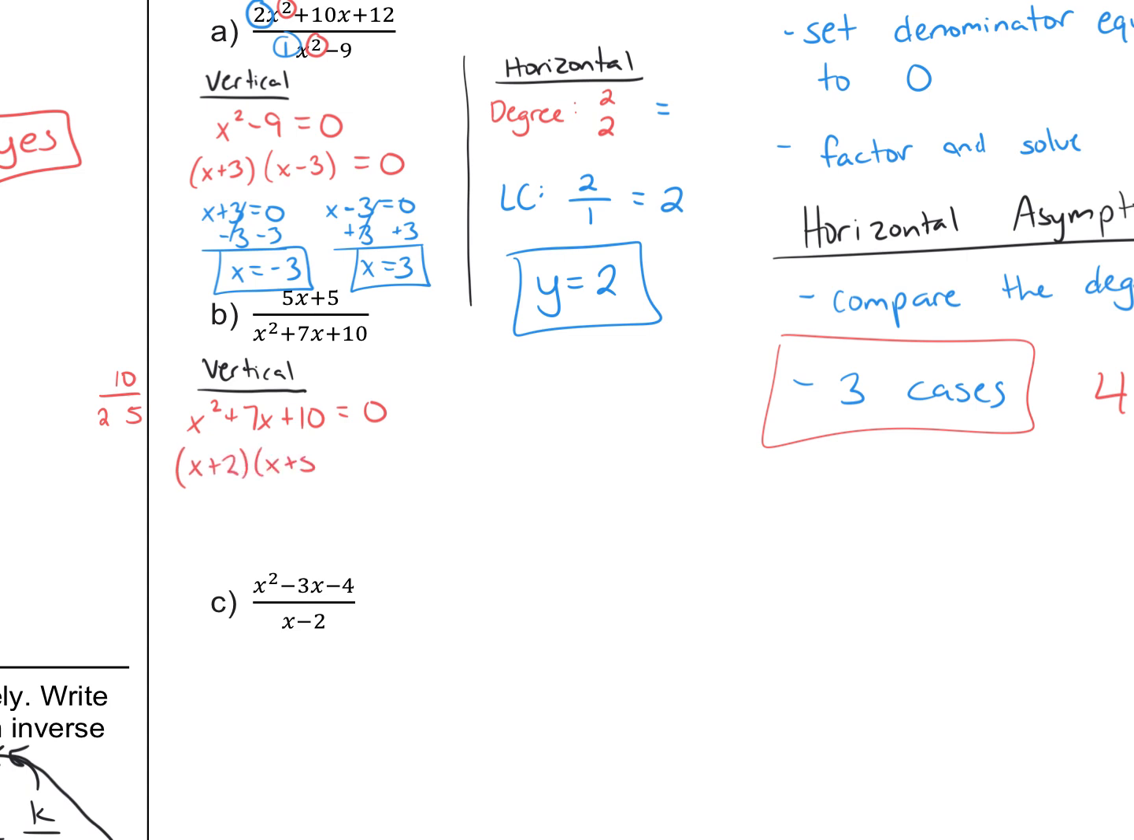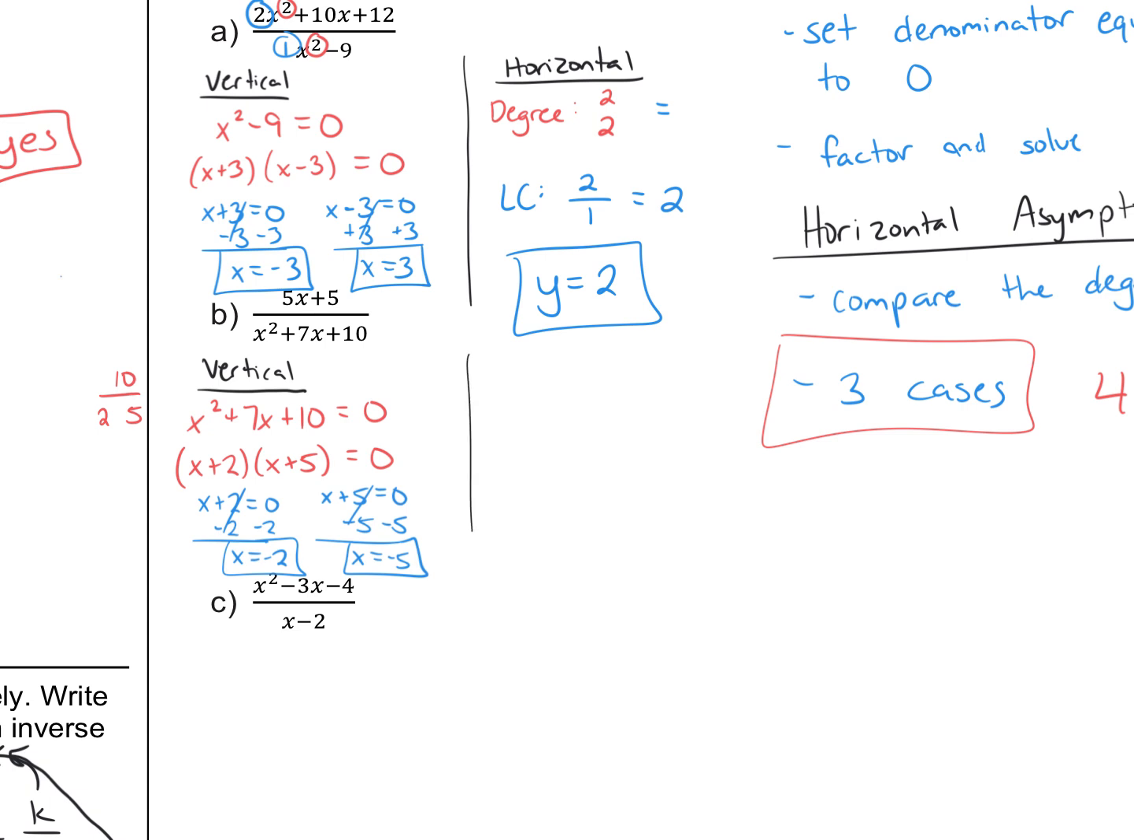How do I write those as factors? (x plus 2)(x plus 5) equals 0. How do I solve? Set them equal to 0. x plus 2 equals 0. x plus 5 equals 0. What do I get for x plus 2? x equals negative 2. And for x plus 5, I get x equals negative 5. Those are my vertical. How do I find horizontal?